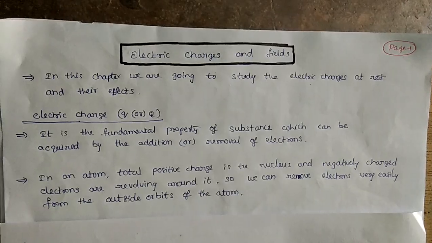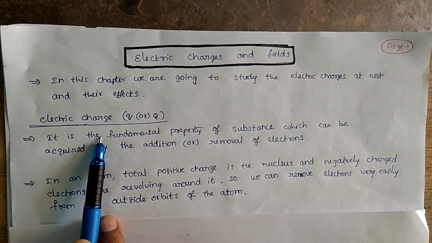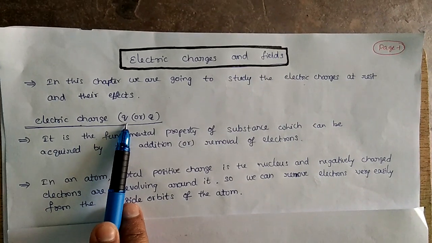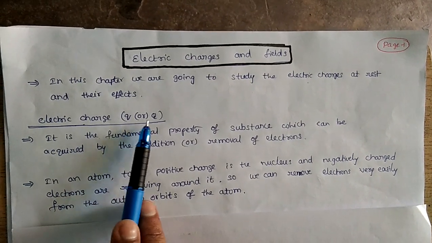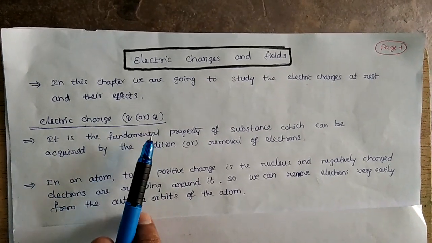Next, coming to next topic, electric charge. What is meant by electric charge? Generally, electric charge is denoted by the symbol Q. It may be small q or capital Q. Q1, Q2, the symbol is not a problem.